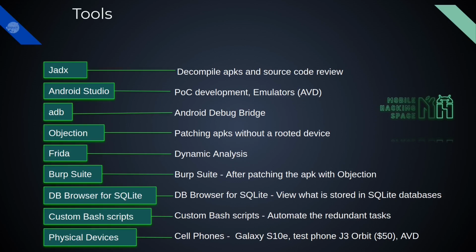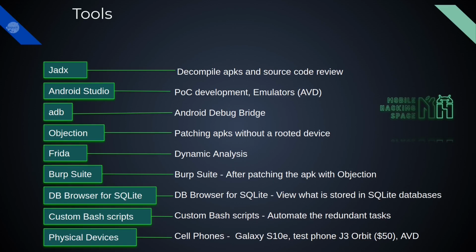Objection is great for patching APKs without a rooted device. After Objection patches the APK, you reinstall it, and then you can proxy requests from your device. Frida is awesomely epic for dynamic analysis and dynamic runtime analysis. Burp Suite, like I said earlier, after I patch the APK, I can forward the traffic from the device or an emulator to Burp Suite that's on my desktop.